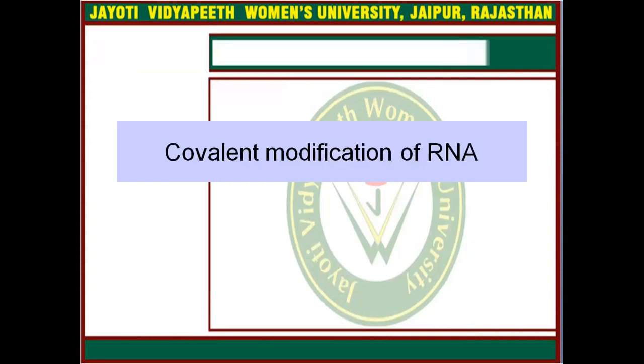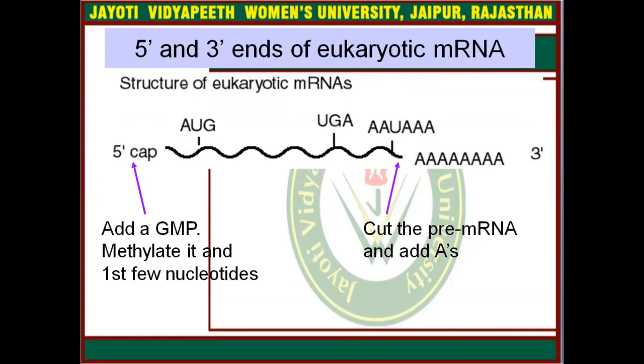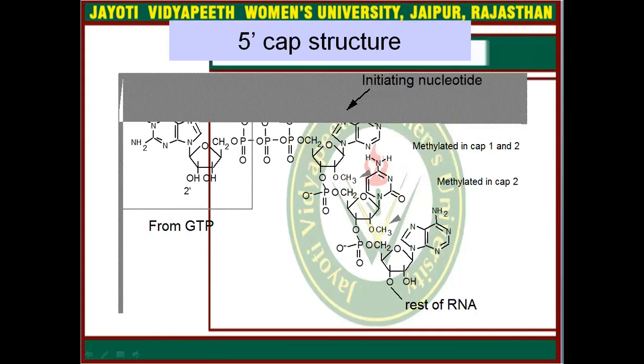Now come to the second one, which is covalent modification of RNA. First is the 5' and 3' end of eukaryotic messenger RNA. At the 5' end, a cap will be added, and at the 3' end, a poly A tail will be added. So add a GMP, methylate it and the first few nucleotides, and at the 3' end cut the pre-messenger RNA and add poly A.